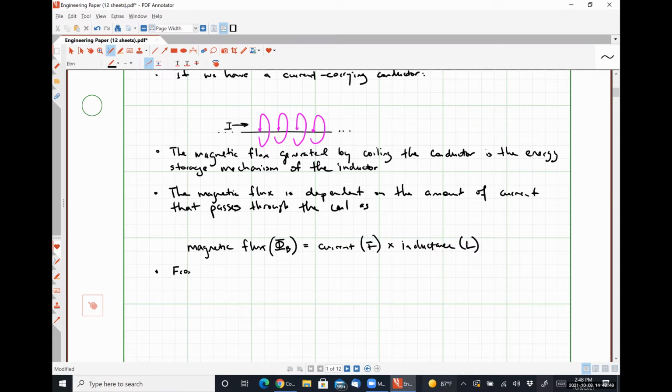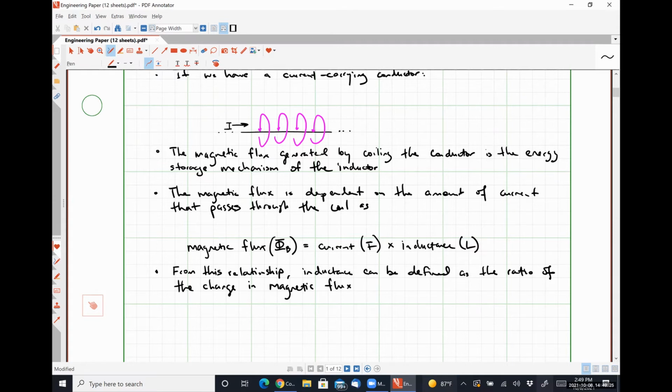So from this relationship, inductance can be defined as the ratio of the change in magnetic flux of an element due to a corresponding change in electric current.